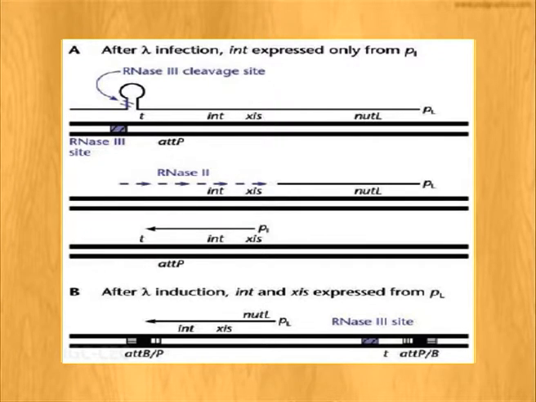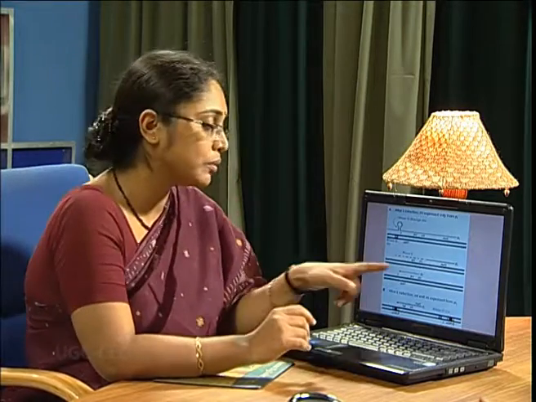But lambda requires the integrase enzyme. Then how is it produced? It is produced from another promoter called the PI promoter, which is present within the XIS gene. C2 activates transcription from the PI promoter.